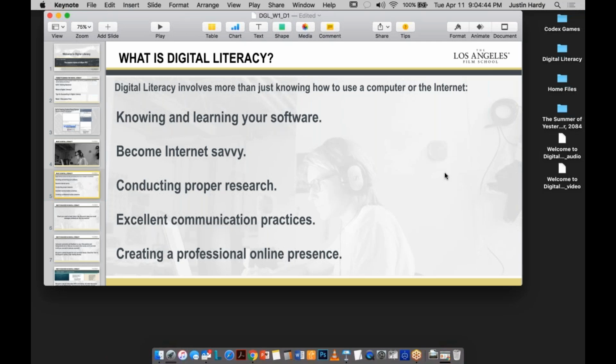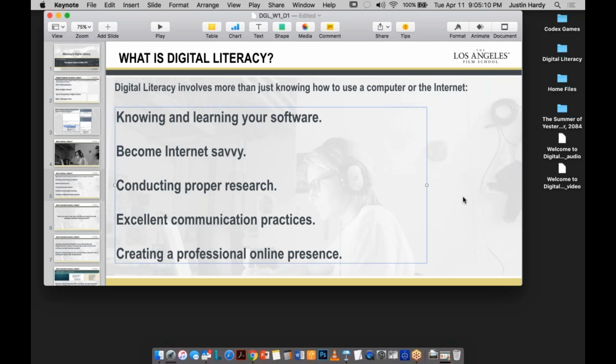So, conducting proper research is another aspect of digital literacy. Being able to use Google, being able to use proprietary search engines such as school databases or work databases in order to find the information that you're looking for so you can achieve your goals.